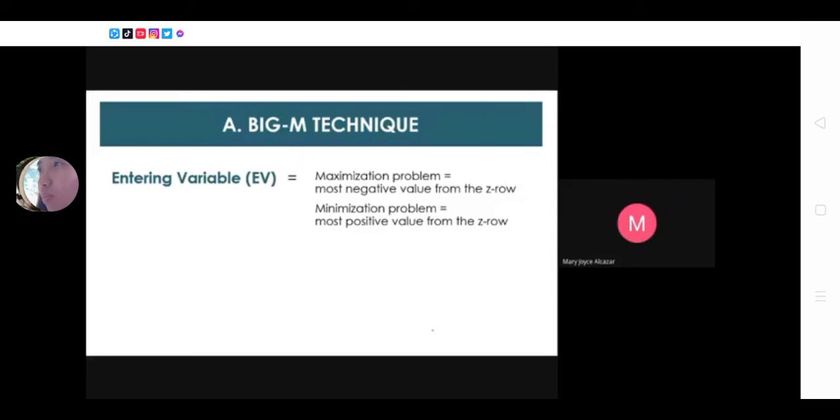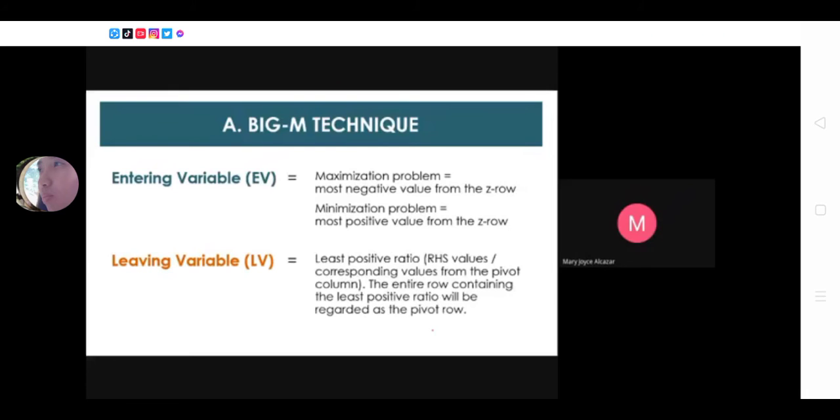Then after, you need to identify a leaving variable. Same as in the simplex method, that is the least positive ratio. The ratio is the RHS values divided by the corresponding values from the pivot column. And then the entire row containing the least positive ratio will be regarded as the pivot row.